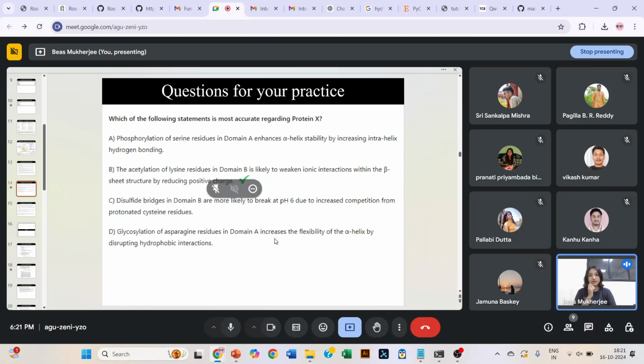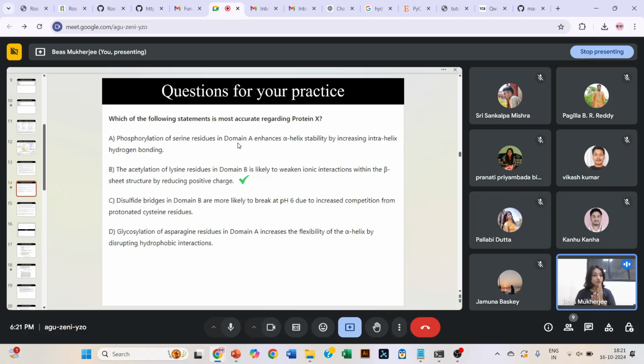Okay. So now they are telling you which is most accurate regarding protein X. And then we will look at the explanation why that is most accurate. So the first option is phosphorylation of the serine residues in domain A enhances the alpha helical stability by increasing the intrahelix hydrogen bonding. The second option is the acetylation of lysine residues in B is likely to weaken the ionic interactions within the beta sheet structure by reducing the positive charge.